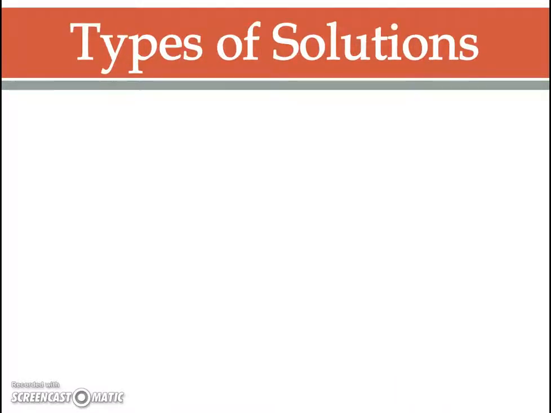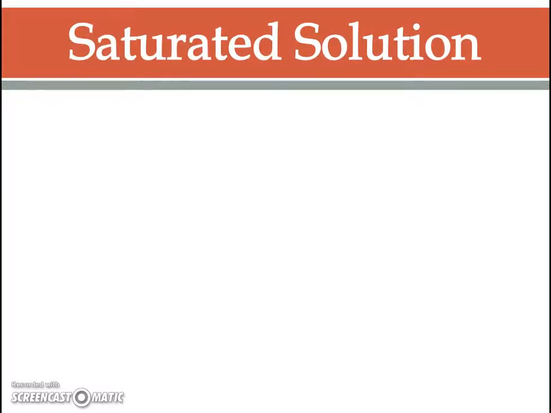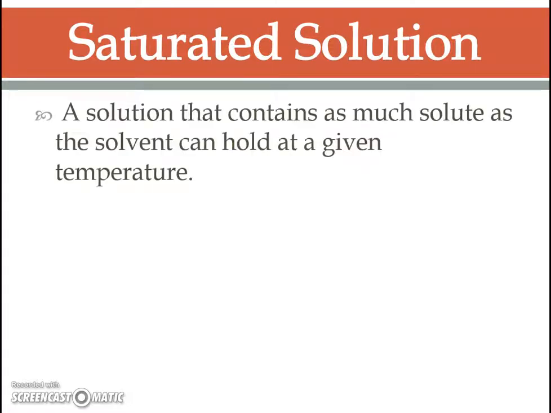So the types of solutions we get from this, we have three different types. There's saturated, unsaturated, and supersaturated. When I say saturated solution, that just means that that solution contains as much solute as the solvent can hold. So at 50 degrees Celsius, let's say water will hold 100 grams of salt. That would mean it's saturated. It can't hold any more.